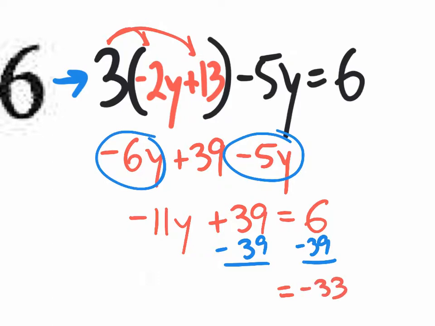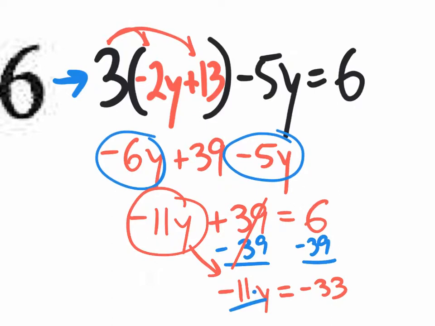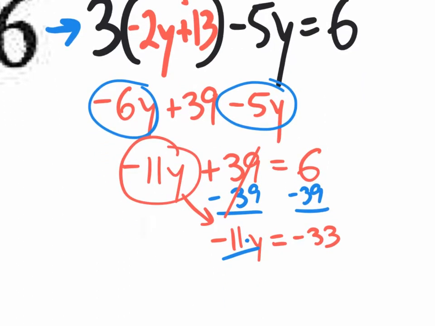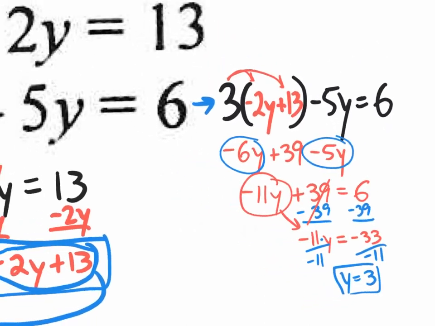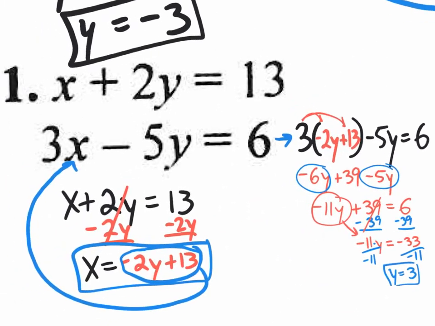And on the left side, this canceled out, and we have negative 11y left over, so bring down the negative 11y. Now that really says negative 11 times y equals negative 33, which means if I divide by negative 11 on both sides, I will have y equaling a positive 3. Now that's half of our answer. We have one value. We still need the other. We still need the x value.